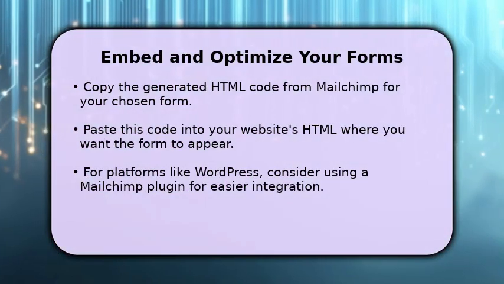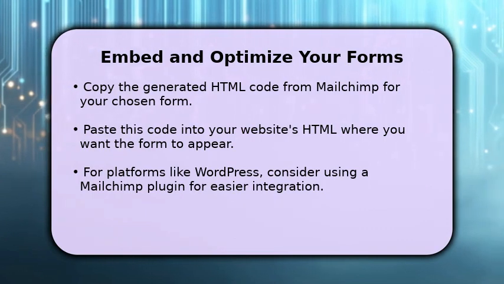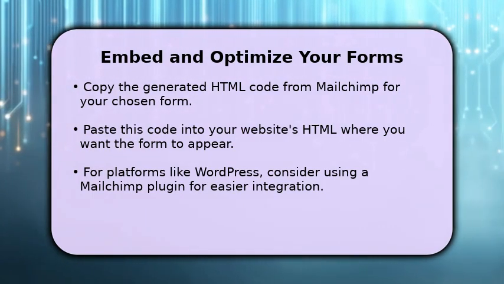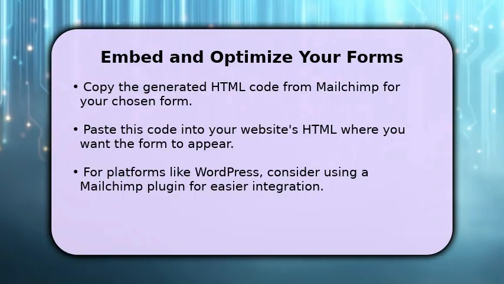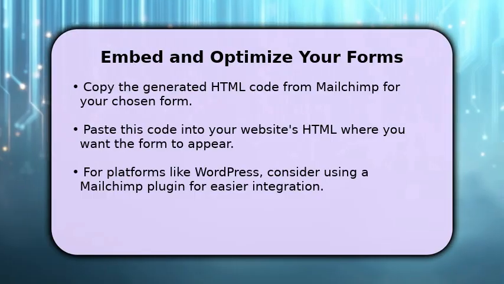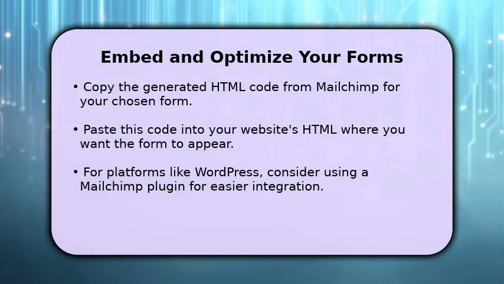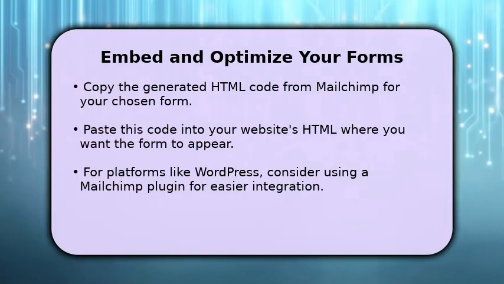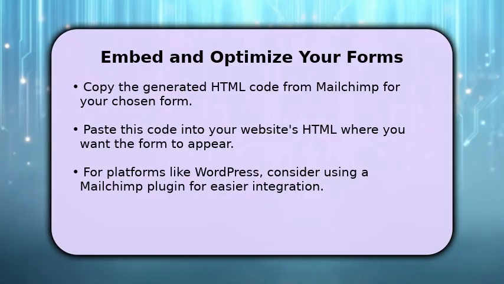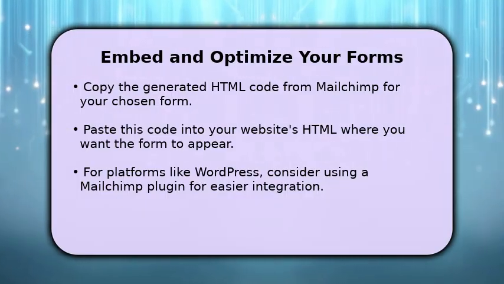With your form designed and code generated, it's time to embed it onto your website. Simply copy the HTML code provided by Mailchimp and paste it into the backend of your web page. If you use a content management system like WordPress, dedicated plugins can simplify this process significantly. For optimal results, keep your forms concise, asking for only essential information like an email address and perhaps a first name. This approach often leads to a higher conversion rate and a growing subscriber list.